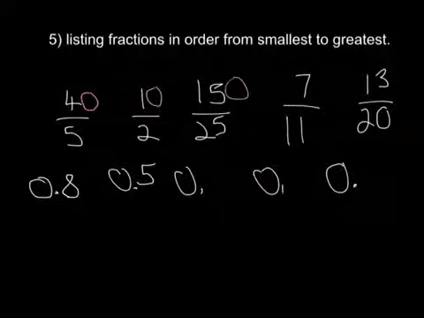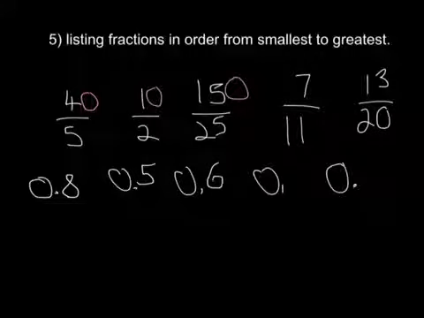150 divided by 25. How many 25s do you have in 150? You have 6. 6 of them. Let's try this one. This one is not going to be as easy, right? You're going to get more than a number beyond the tenths.